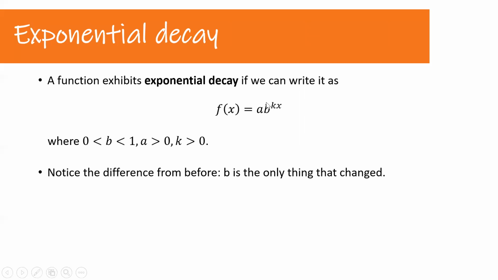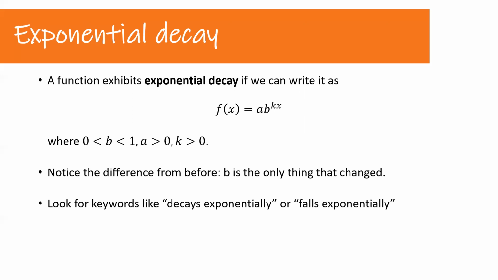Now, instead of having b greater than 1, we have a fraction or a decimal value for b. So b is between 0 and 1. And remember that when we raise a fraction to a higher and higher power, we're actually shrinking it. So that's what causes that exponential decay. You're looking for keywords here like decays exponentially, or falls exponentially, or decreases exponentially, or it's reducing at an exponential rate, something like that. You're looking for that direction of negative, and you're looking for the term exponential.